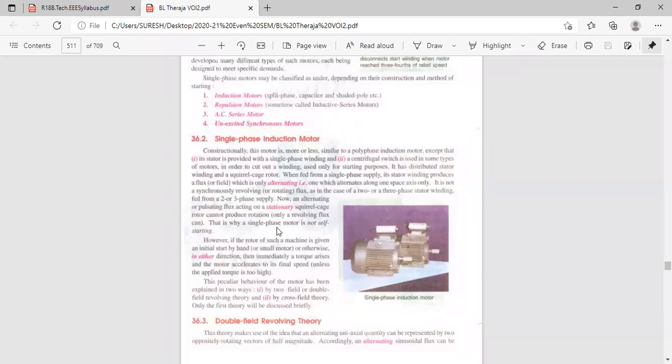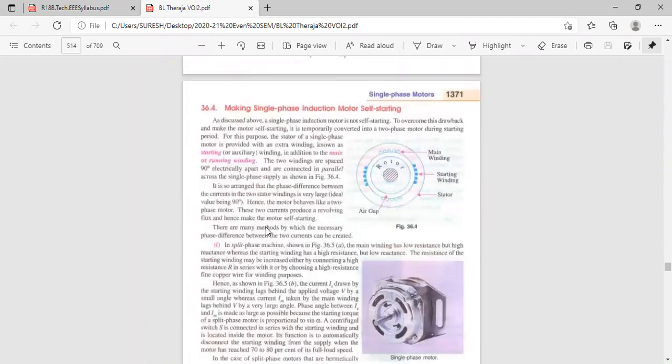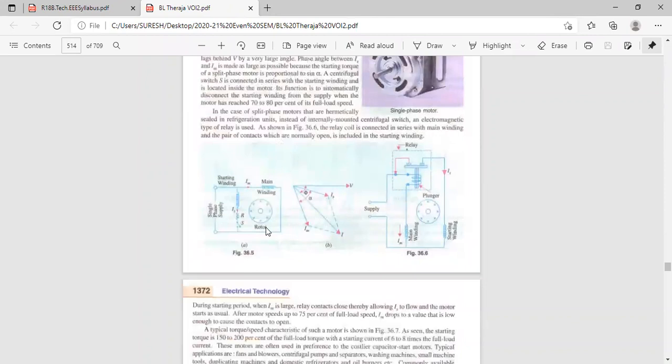So if you want to make it start, what we do is add one more winding in parallel with the main winding. This is the reason why we add one starting winding. Why are you adding the starting winding? To create the torque in the rotor. Initially, the rotor is stationary. Since current is flowing in the main winding, we have only one flux. This flux is not able to rotate the rotor because there is no rotating flux. Once a rotating flux is created, then only the rotor will rotate.